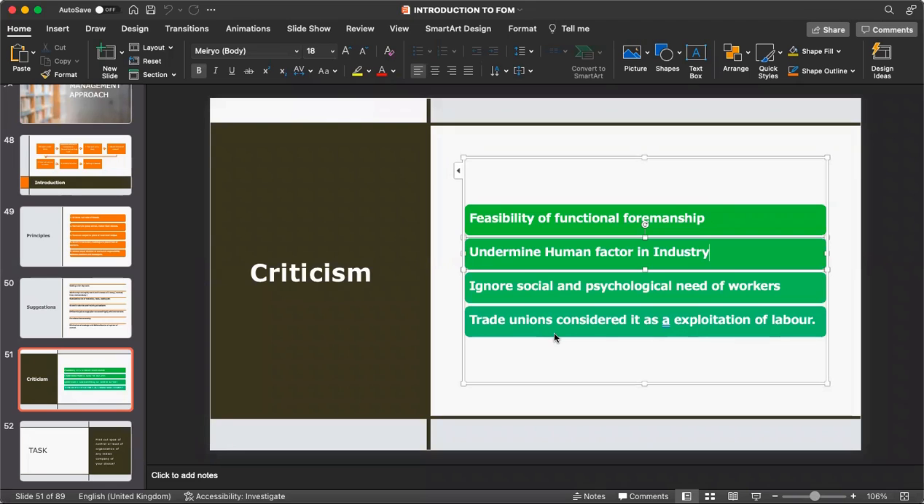Is it clear, everyone? Taylor's principle is more focused on the worker as machinery. They are only focused on the system. They are not talking about the human resource as an asset for the company.